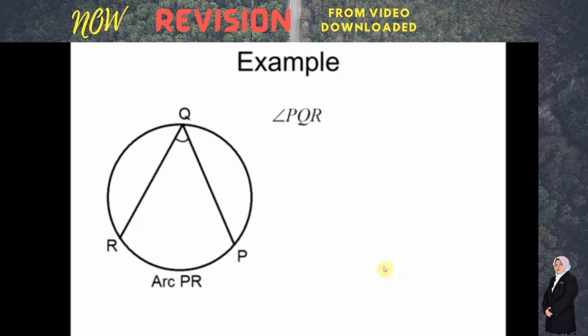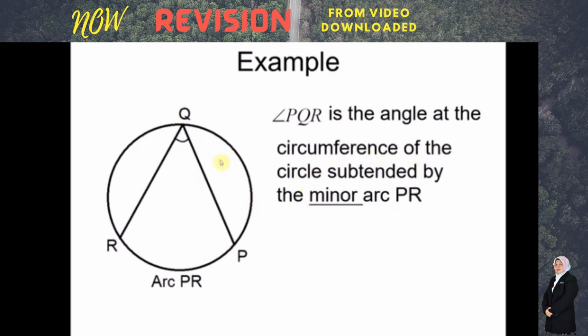We try more examples. So now we have another two chords here, which form an angle. So this angle here is called angle PQR. Okay, PQR. And this line from point P to point R, this line here, we call this an arc PR, minor arc PR. So angle PQR is the angle at the circumference of the circle subtended by the minor arc PR. This is how we describe angles at the circumference.